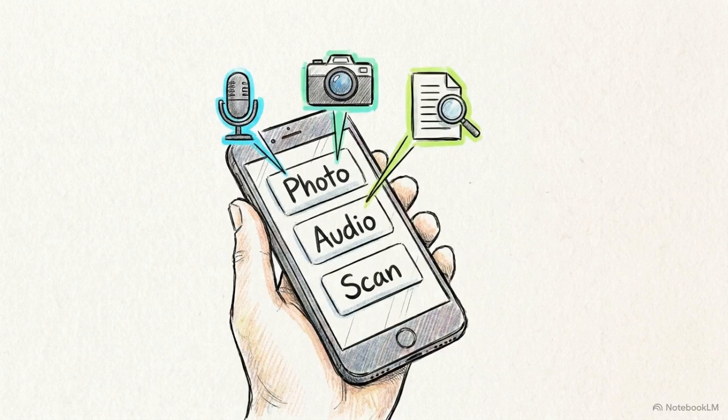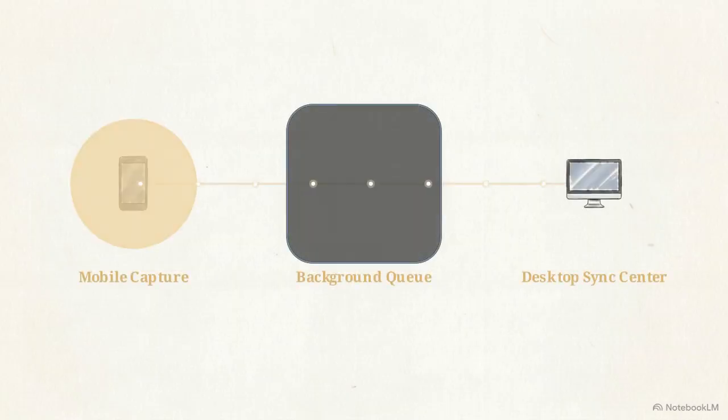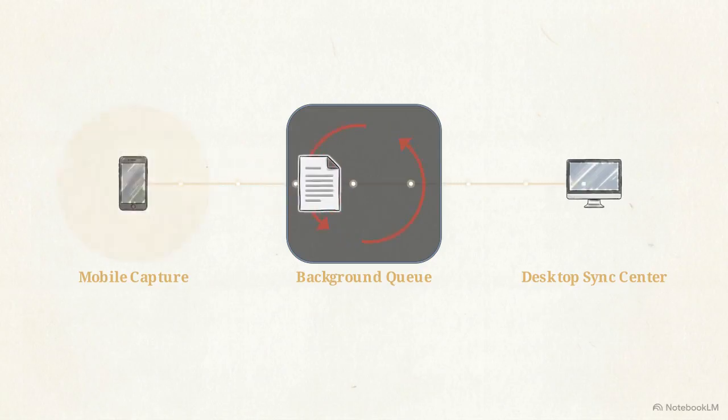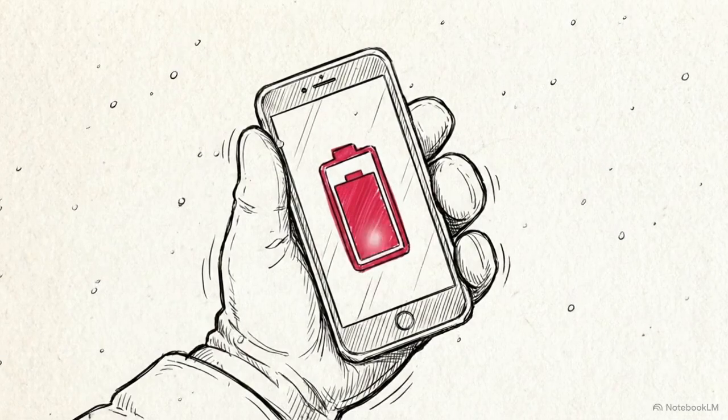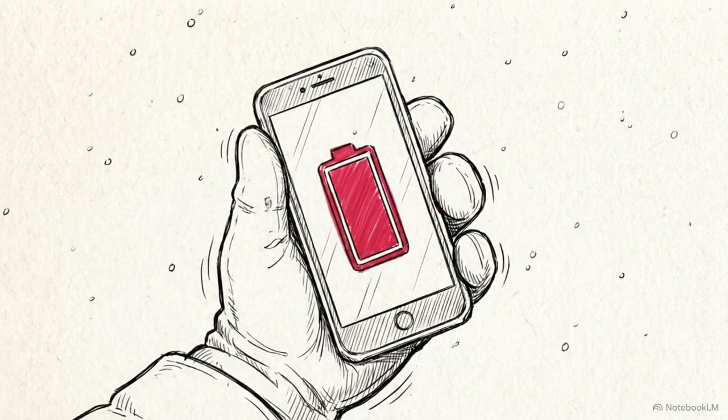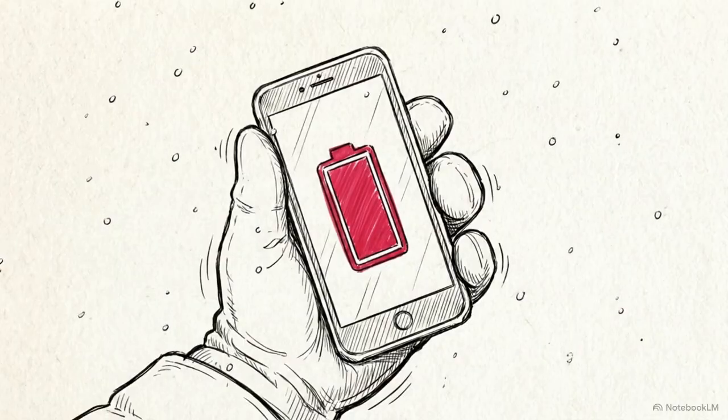Moving to the mobile app, DAZO functions less as a passive file viewer and more as a dedicated field capture studio. This flowchart tracks your data's journey from the mobile capture node through a background queue to the desktop sync center. The queue compresses and uploads files continuously without loading screens. But continuous background operation comes with a cost. You'll need to monitor your battery drain and cellular daily usage when working in the field.